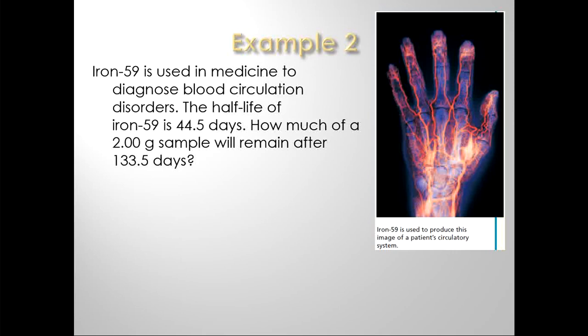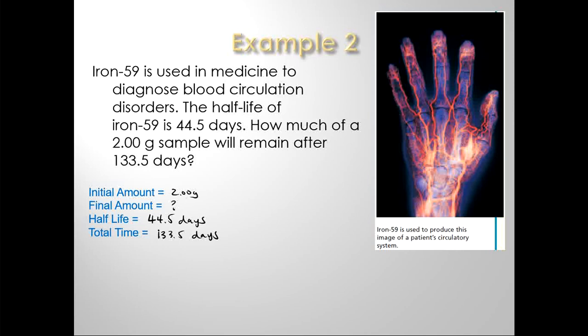So let's take a look at example 2. The half-life of iron-59 is 44.5 days. How much of a 2-gram sample will remain after 133.5 days? So again, we want to figure out these 4 pieces of information. For short, on your paper, you can write IA, FA, HL, and TT. So we have the half-life. We have the time passed, the total time. And we have the initial amount, 2 grams. And it wants to know the final amount.